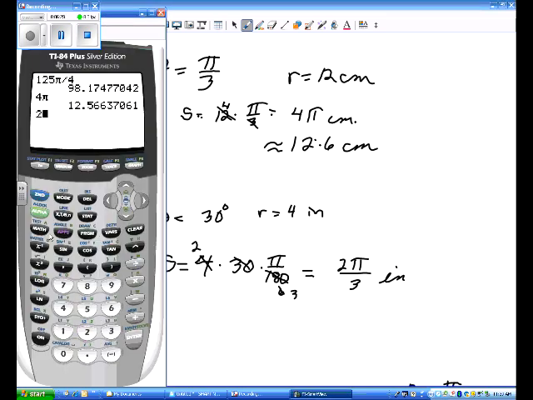And we could get an approximation on our calculator. 2 pi divided by 3. So approximately 2.1 inches.